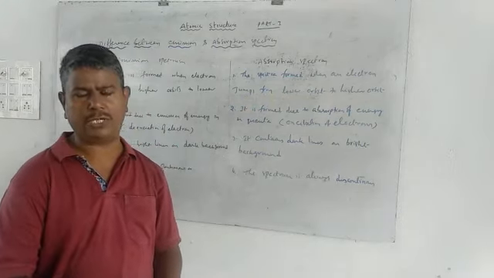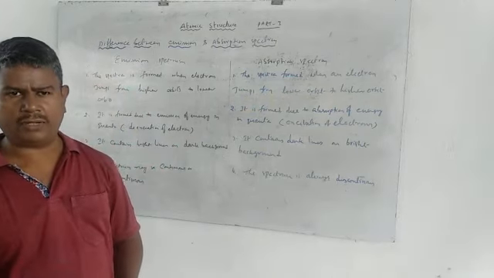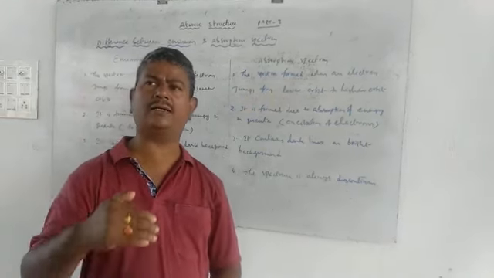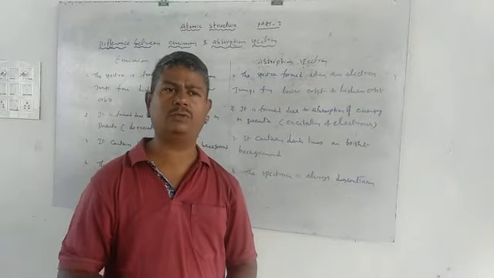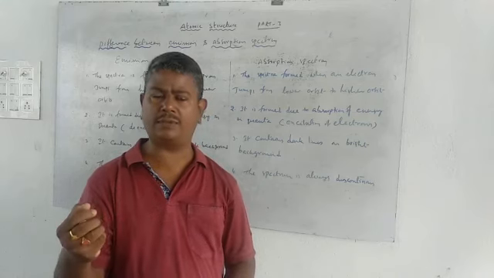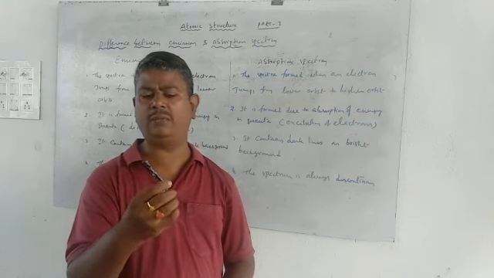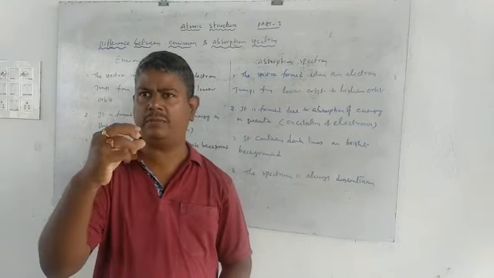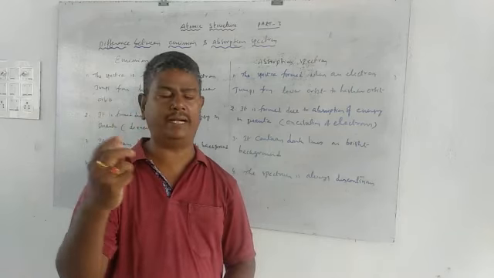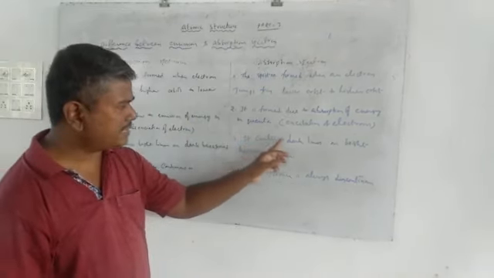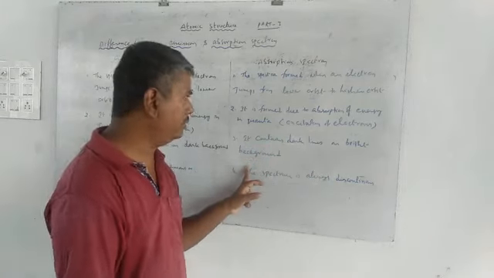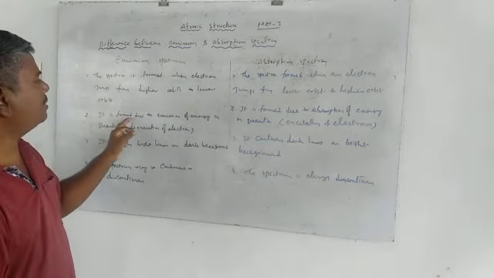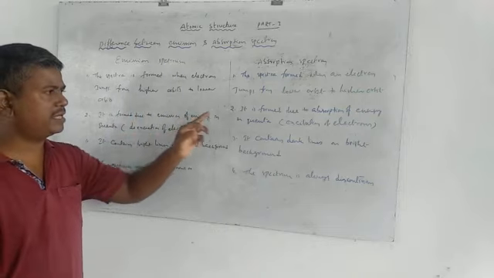Whereas in the case of the absorption spectrum, the spectrum is formed when an electron jumps from lower to higher, that means from ground state to excited state. When the ground state electron enters into the excited state, it absorbs some amount of energy. Due to that energy absorption, where the energy is absorbed, it appears as a visible dark band. So that's why it contains dark lines on a bright background.